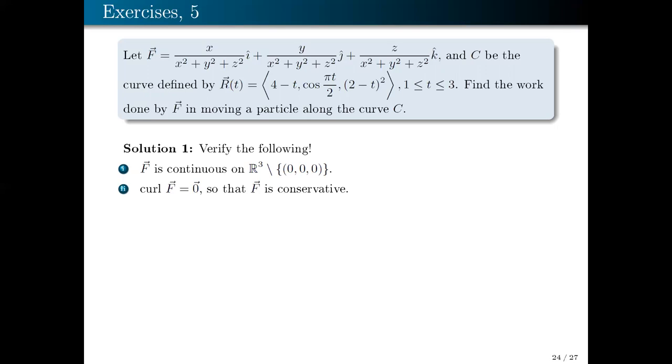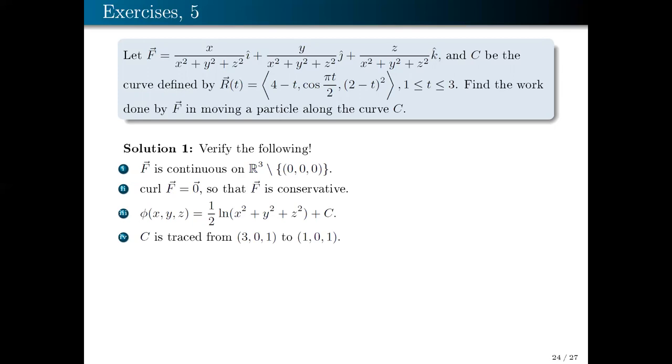Next, we have a potential function of this form. I believe this is not tedious at all, so please verify. And the fourth thing that we need is the endpoints of your curve C, which are (3,0,1) and (1,0,1).